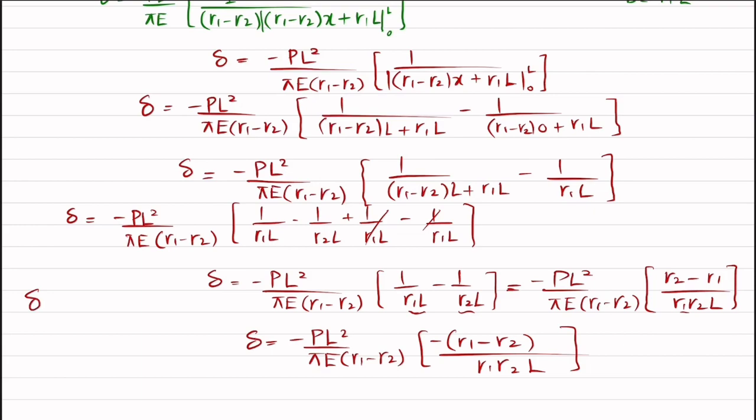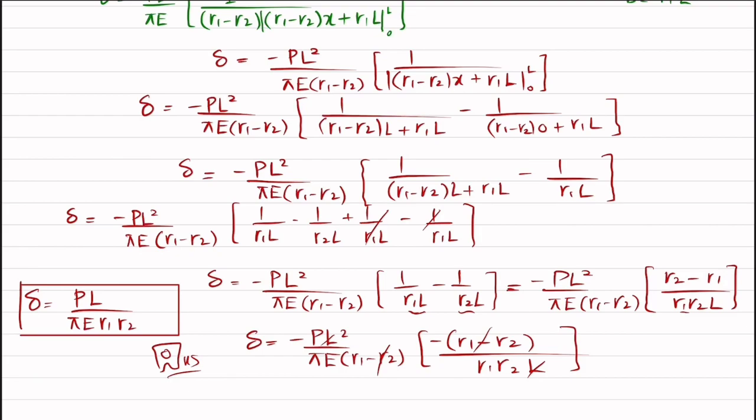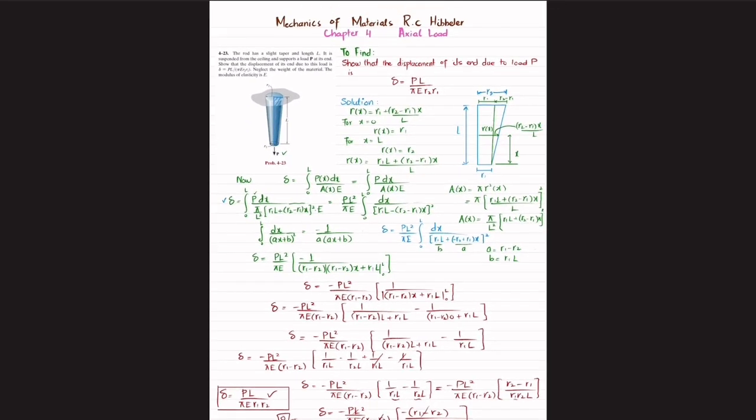Okay, so further this delta will be equal to, this minus multiplied by minus will be plus, and this R1 minus R2 will cancel with this, and this L will cancel with this L, so you will be left with P into L divided by pi E into R1 multiplied by R2. So this is the deflection of one end of the tapered rod due to axial load, and we have proved that this is equal to PL divided by pi E into R1 R2. You can check it.